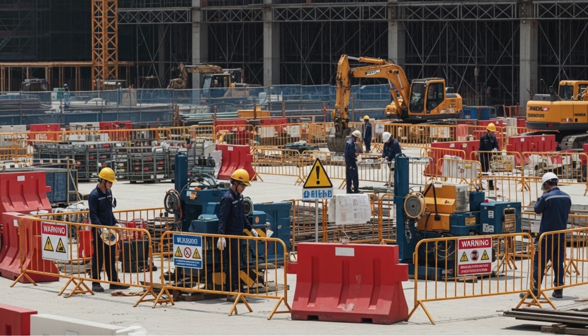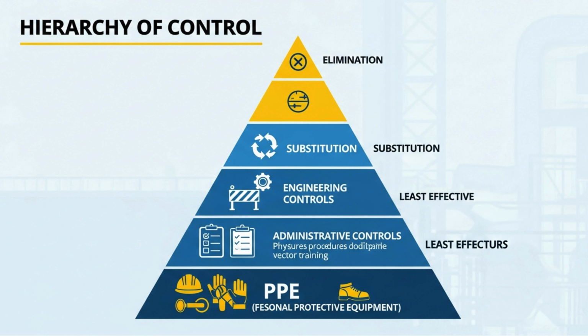Now comes the most important part, control measures. To control risk effectively, we use something called the hierarchy of control. At the top, we have elimination, which means removing the hazard completely. Then comes substitution, replacing the hazard with a safer alternative.